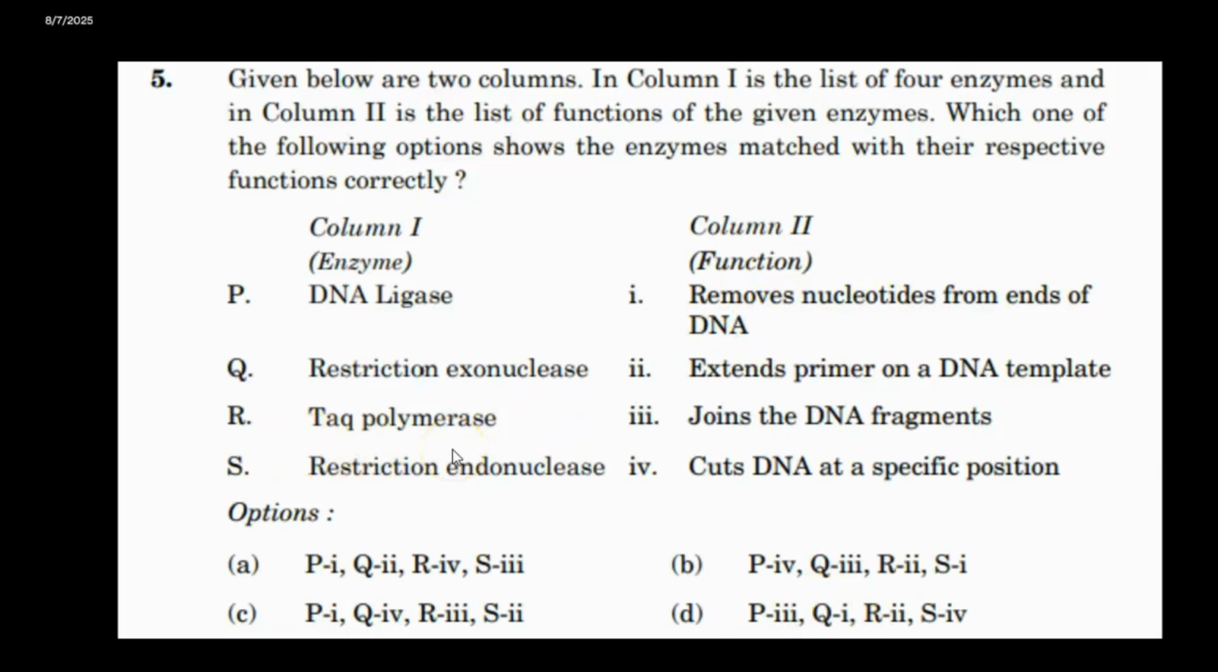And Taq polymerase comes. Taq polymerase, what does it do? We can see it in PCR where it extends the primer on the DNA template. That extension part in PCR, we can see Taq polymerase. Hope you remember from where we get Taq polymerase. From the bacteria Thermus aquaticus. That can also be an MCQ question. Okay, remember that one also.